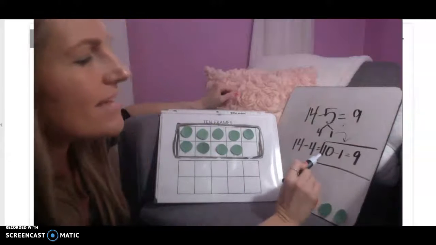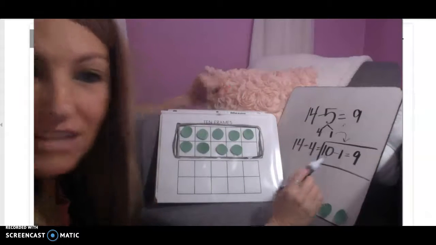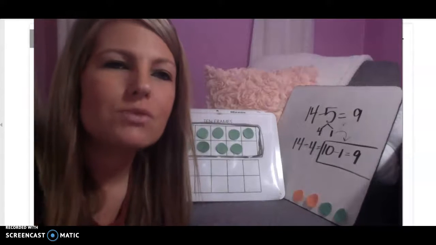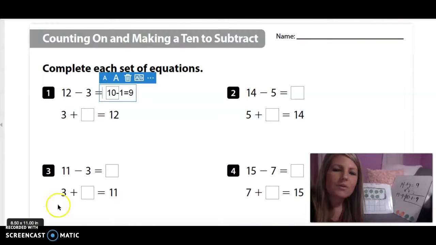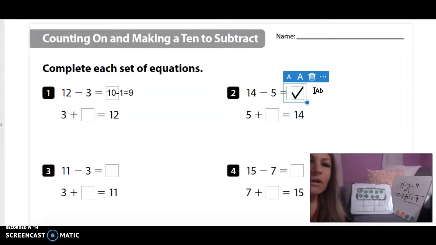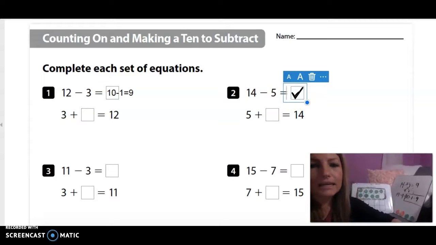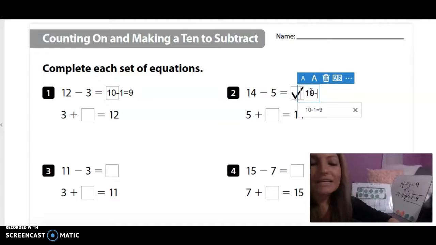And it's also the same thing as 10 minus 1, which also equals 9. I just moved the numbers and dots around a little bit to make it into a plus 10 sentence. So I'm going to go back up onto my screen, and 14 minus 5 is actually the same thing as 10 minus 1, and that equals 9.